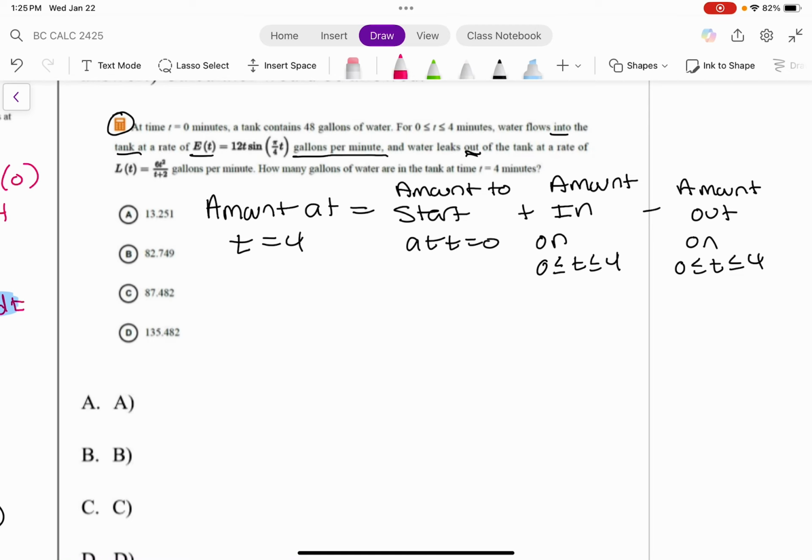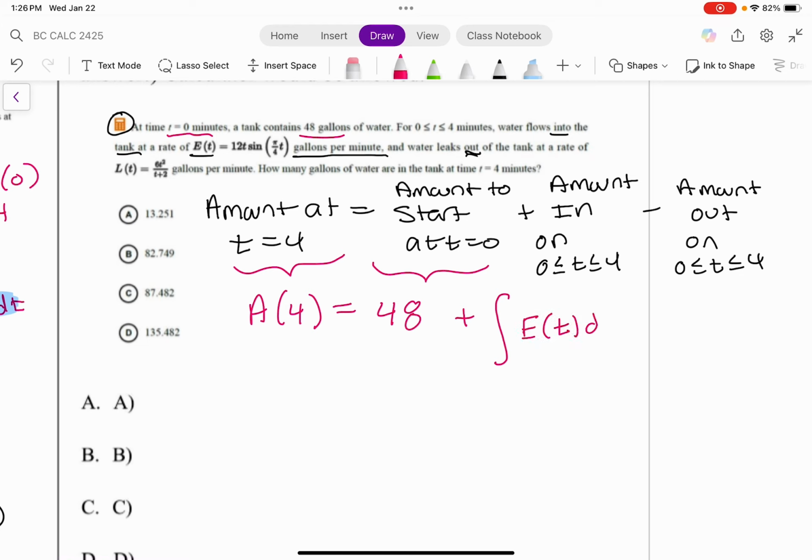So we could, if we want, write a function called A of t, the amount. So the amount at time 4, we'll say, is the amount to start, which we're told is 48 gallons. Then the amount in, well, this is an integral, we're going to have to use an integral here. So we're going to accumulate all the amount that's gone in. I'm going to use E of t, the name of the function, rather than 12t times sine of pi over 4t. That'll matter more when we get to the calculator.